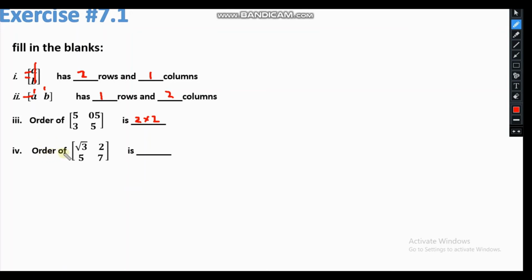The order of this matrix is 3 under the root 2 5 7. Again this matrix is a 2 by 2 matrix because it has 2 rows and 2 columns. So it is a square matrix, and you can represent it by 2 cross 2. Again, 3 is a dash matrix of order. Now in this there is only one element, which is 1 row and 1 column. So this is a square matrix of order 1 cross 1. So we can write here 1 row and 1 column.